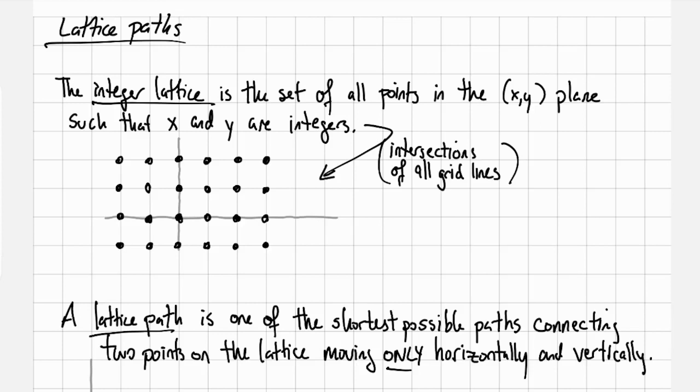Now let's talk about another application of combinations involving lattice paths, which are paths in a lattice. So let's first define a lattice. The integer lattice is the set of all points in the xy plane such that x and y are integers. So (0, 0), (1, 0), (2, 0), or (0, 1), (1, 1), (2, 1). Just any points that are at the intersections of grid lines.